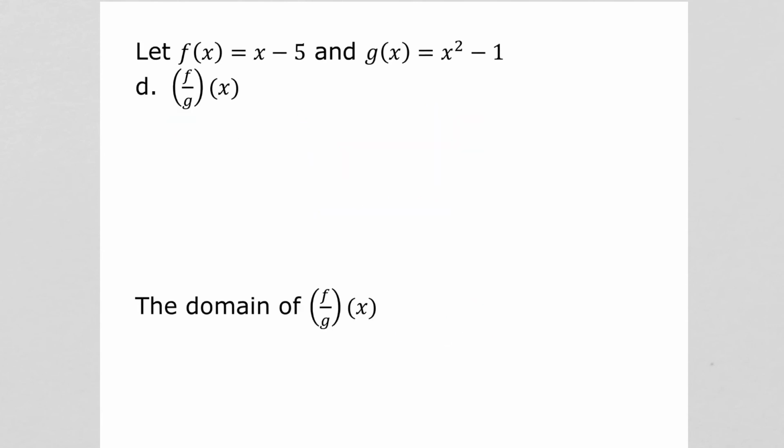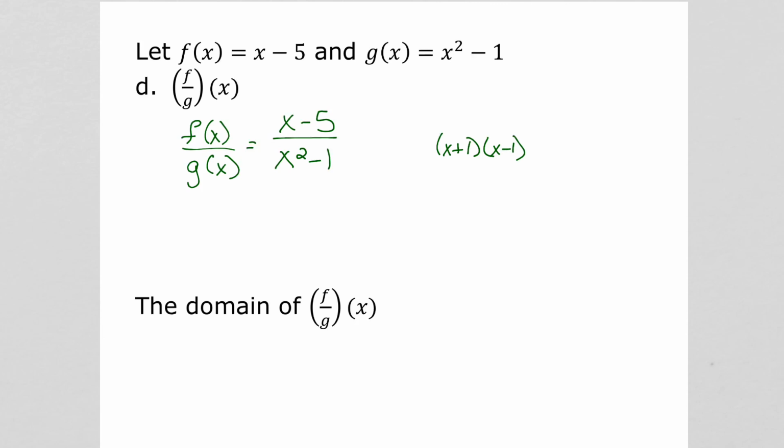And last, dividing. So this f divided by g of x is the same thing as f of x divided by g of x. So f of x is x minus 5. G of x is x squared minus 1. Now, we would simplify this if we could. Don't write this down. X squared minus 1 factors to be x plus 1 times x minus 1. If we could cancel something out, then we would. But we can't, so we just leave it like this.